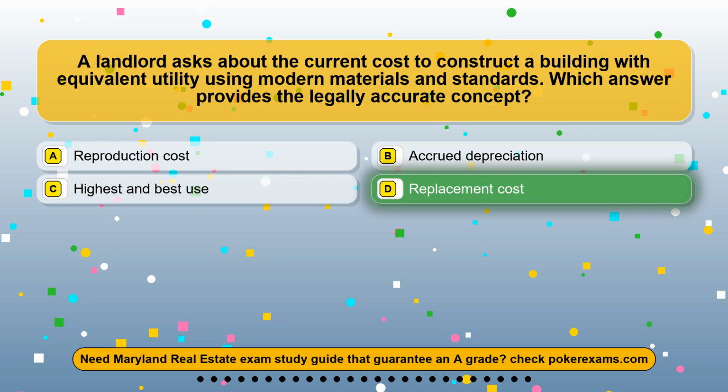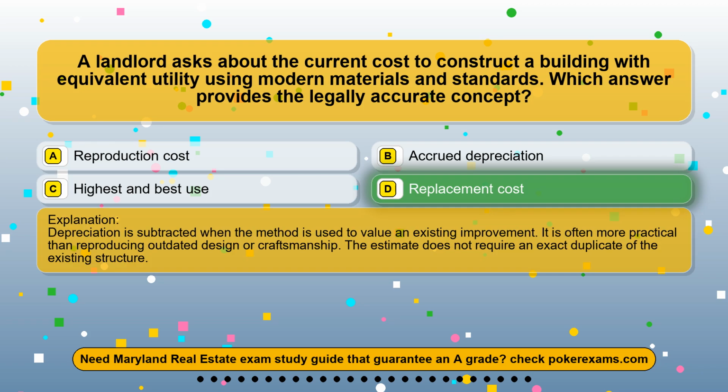The correct answer is option D, replacement cost. Depreciation is subtracted when the method is used to value an existing improvement. It is often more practical than reproducing outdated design or craftsmanship. The estimate does not require an exact duplicate of the existing structure.